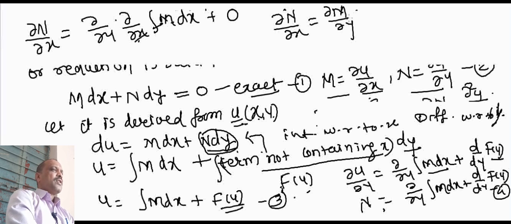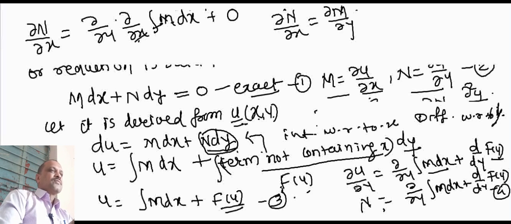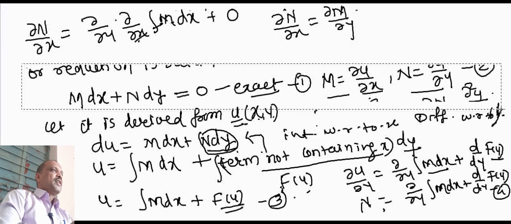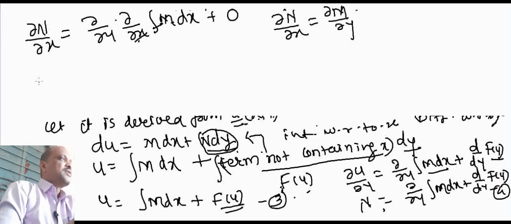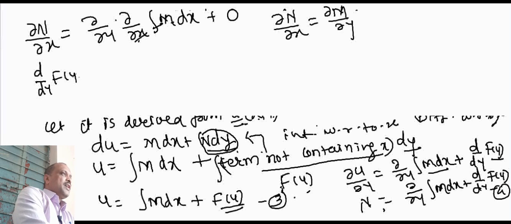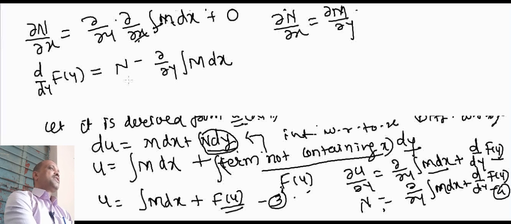Therefore, to find the value of F of y, from the equation del u by del y, that is n equal to del by del y of the integration of m dx plus d by dy of F of y, we integrate. So let us write the value of d by dy of F of y, from equation number 4, equal to n minus del by del y of the integration of m dx. Look at this. Now let us integrate this with respect to y.